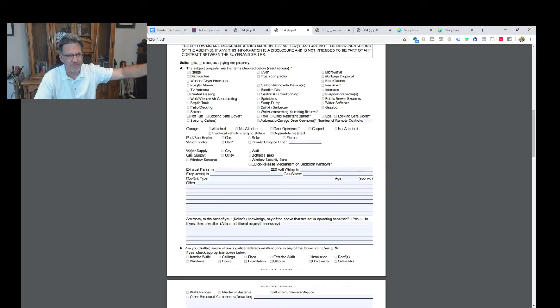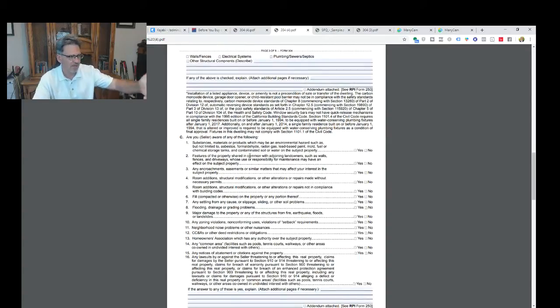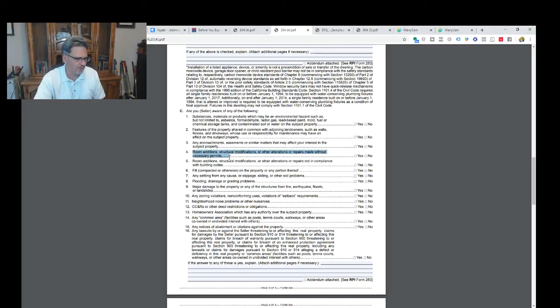Now I'm saying you're buying the property as is, the way the bay window is, because there may have been a leak there. The wood might not be strong, and you're going to know those things. So you go through the property. Are you aware of substances? Was your property a meth house? Room additions, structural modifications.